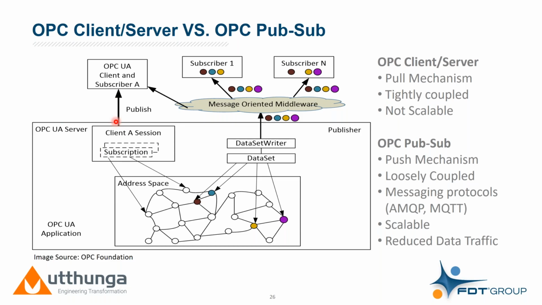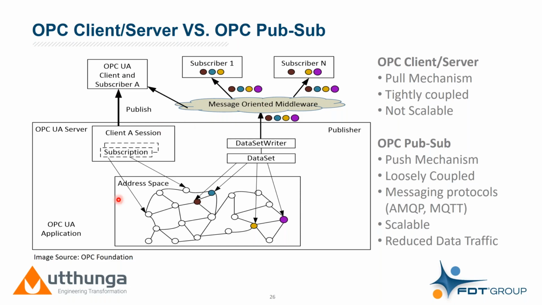And so in this case, the client and server are tightly coupled. Because of that, it is not scalable. So where OPC UA is being considered as the standard, even recommended by Industry 4.0, in order to support IoT use cases, OPC came up with the Pub Sub architecture. So this is in addition to the client server architecture.